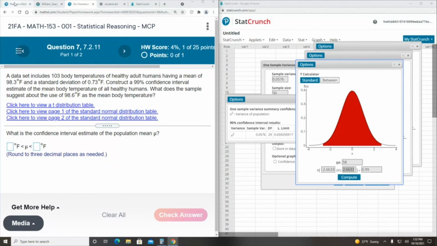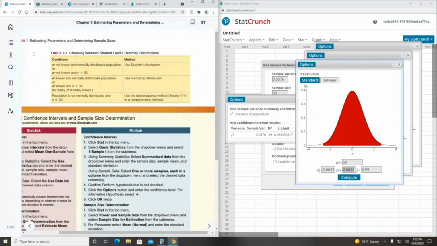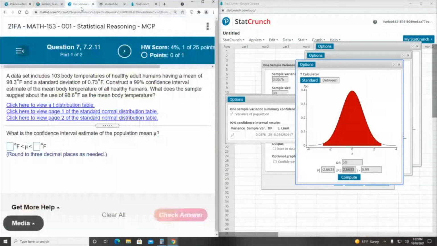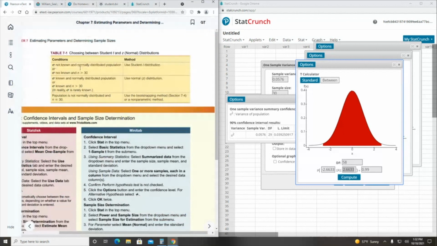The way we would do this is we would look on page 236 of the textbook at this little table, and they say if sigma is known, and look at this question, it says the standard deviation is 0.73. The problem with this is this standard deviation is the standard deviation of the sample of 103 body temperatures. We do not know sigma, we only know s. So we do not know sigma, so we are using student's t distribution.